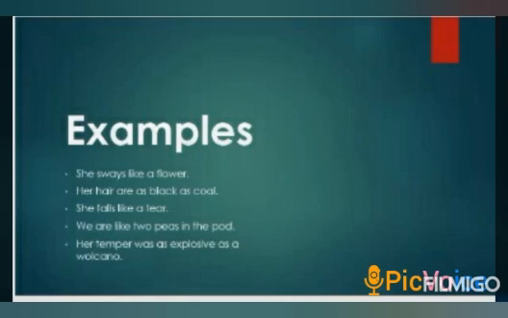She sways like a flower. Her hair is as black as coal. She falls like a tear. We are like 2 peas in a pod. Her temper was as explosive as a volcano. So just guess, these are the examples of which figure of speech.